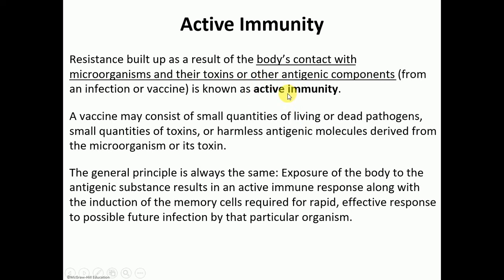You can get active immunity either from a vaccine, just like the measles vaccine that we talked about, or by an infection. So if somebody gets measles as an infection, their body is also going to identify that measles virus and make antibodies against it, and they are also going to have active immunity.